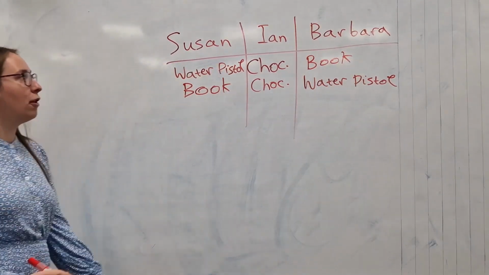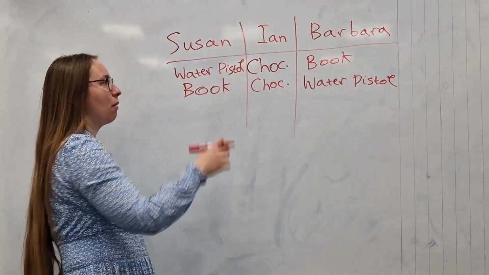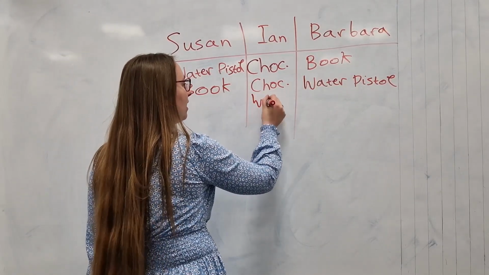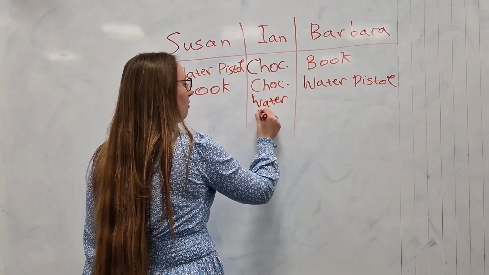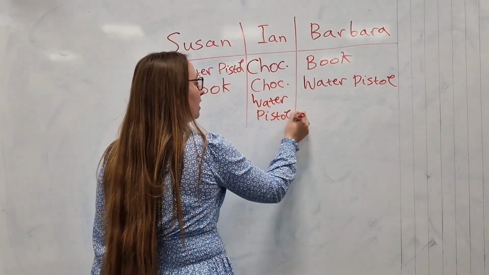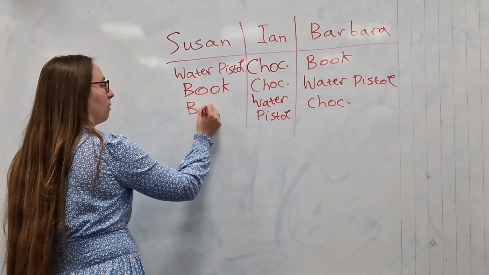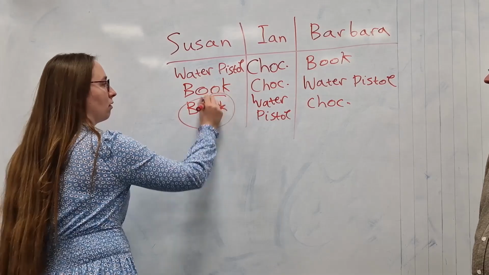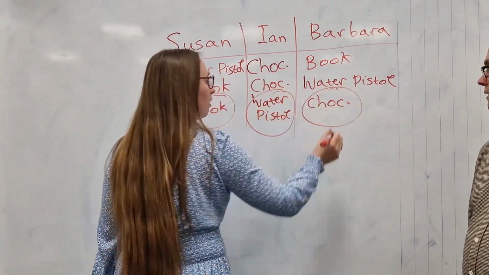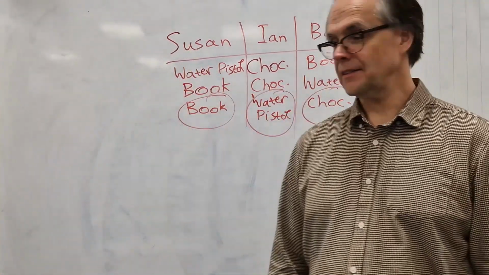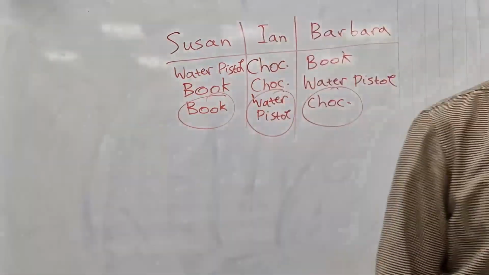Okay, and then in the final line of the puzzle, Ian and Barbara swap prizes. So that means that Ian ends up with the water pistol, Barbara ends up with the chocolate, and Susan has the book. Is that it? I'm pretty sure that's it, provided I read it right. That was too easy, wasn't it?